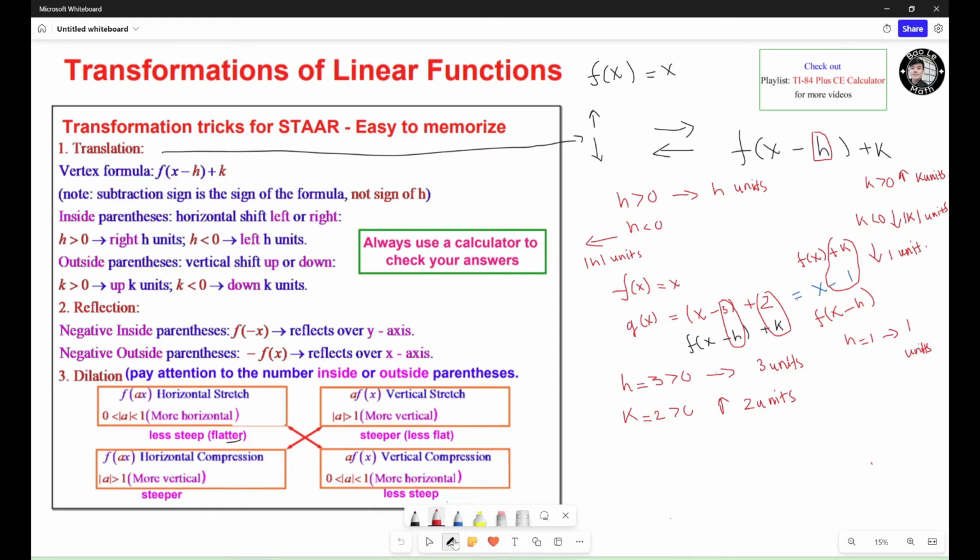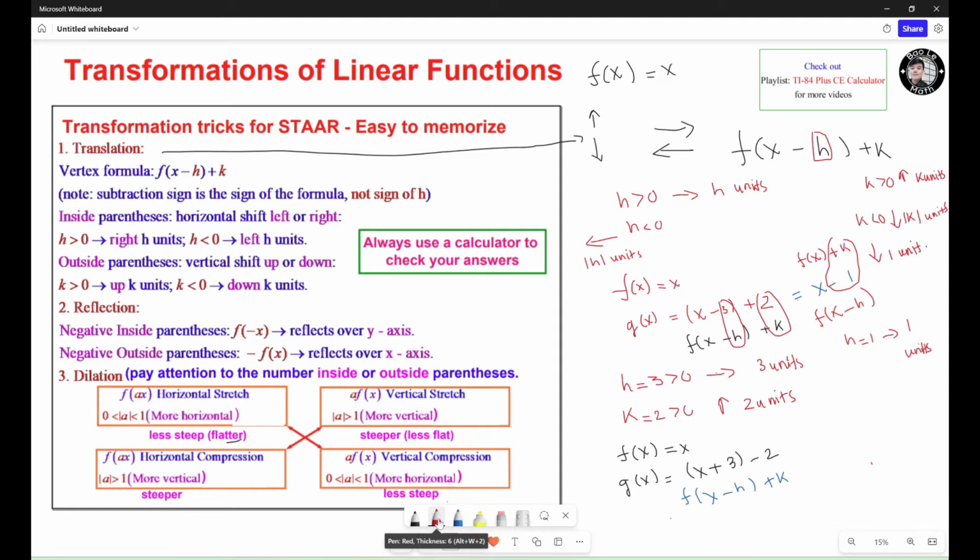Alright, now we're going to take a look at another example. So let's see, I have f(x) = x. This is the parent function. Now I have g(x) = x + 3 - 2. Alright, so in this situation, I use the vertex form. It will be f(x - h) + k right here.